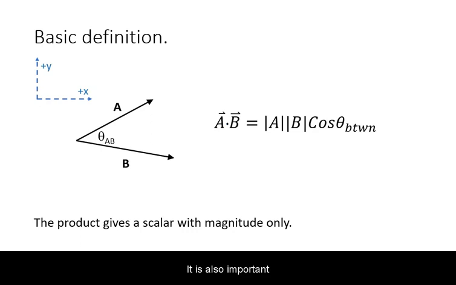It is also important that the result of the calculation will give you a scalar result. This is despite that the inputs are two vectors.